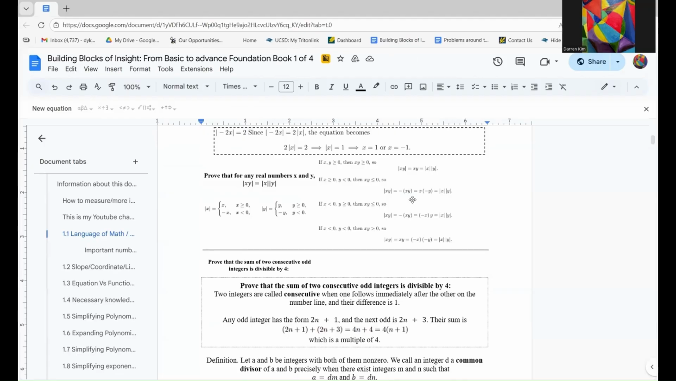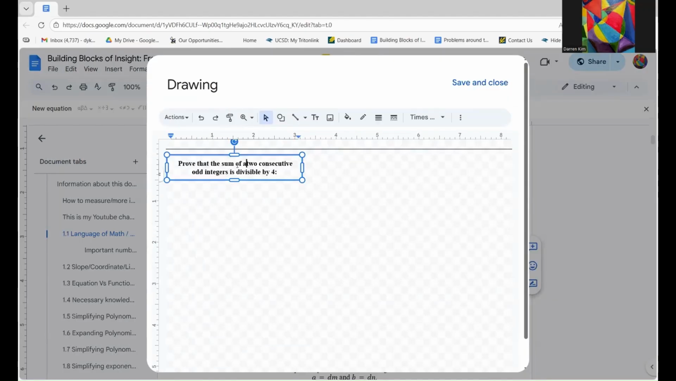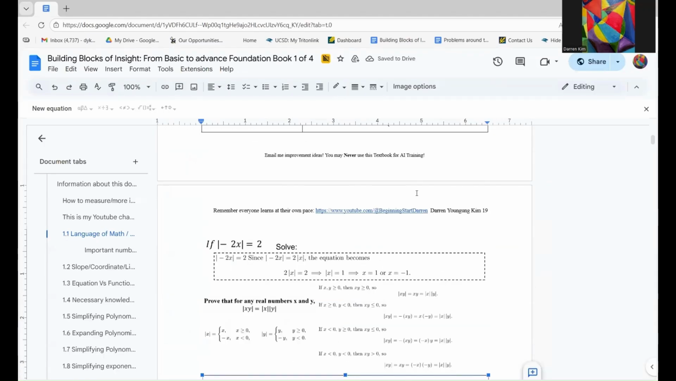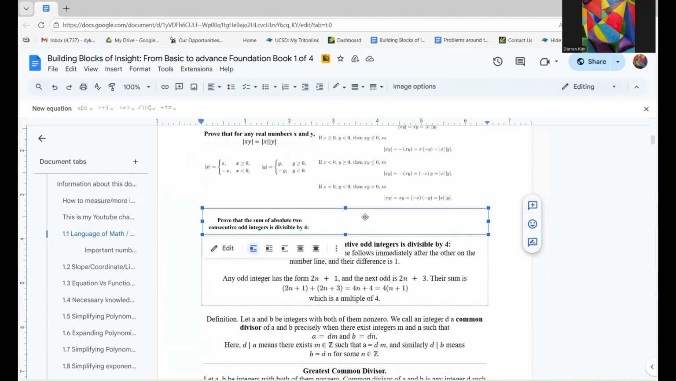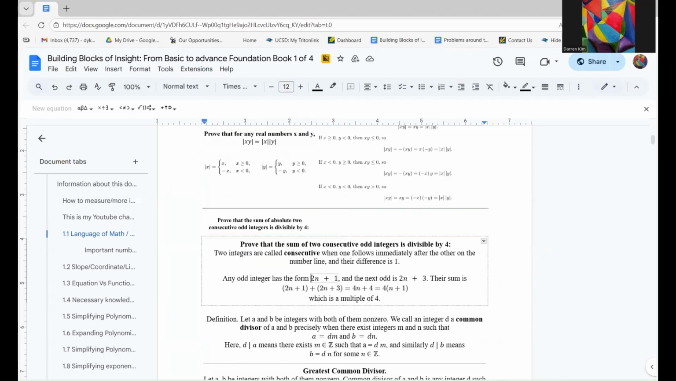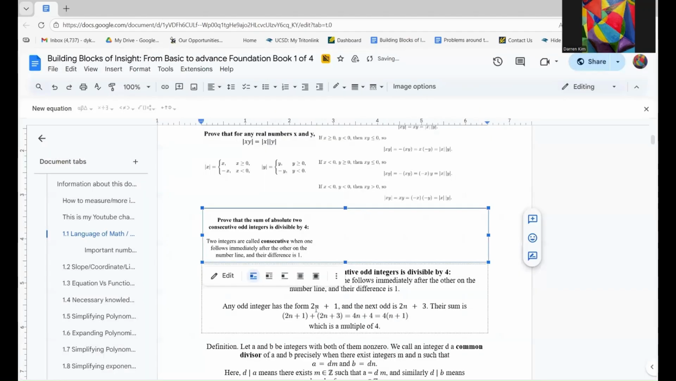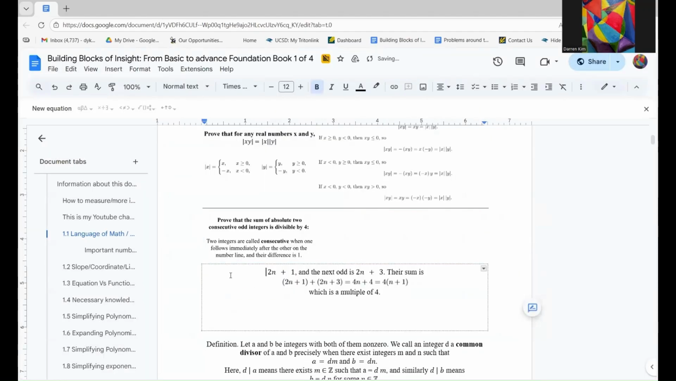Prove that the solution of two consecutive integers divided by four, the sum of two absolute, it shouldn't change anything. Prove that the sum of two absolute consecutive odd numbers. So what we're gonna do: two numbers are considered consecutive when this happens. So now I did absolute because we have to get to the theme of this thing, even though it won't change anything if I remember correctly.